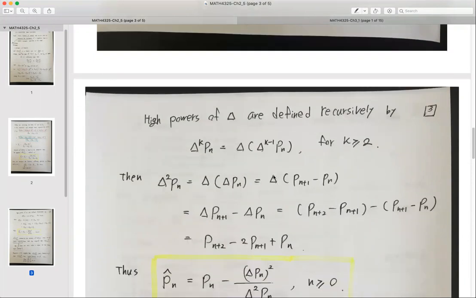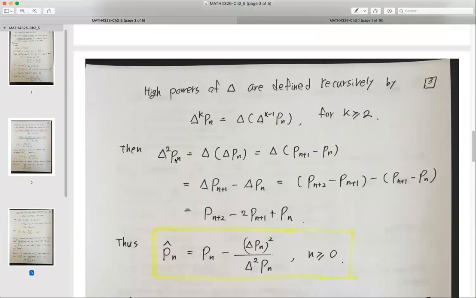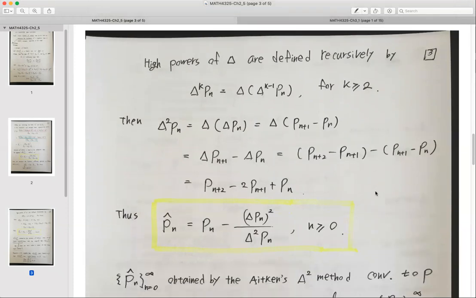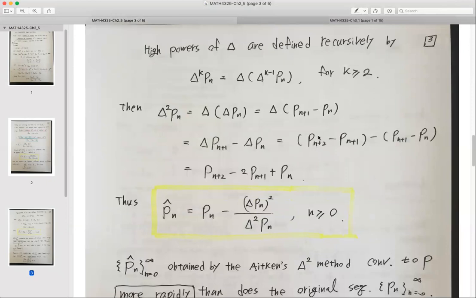Okay, then we can figure out delta square p n. That means delta of delta p n. But delta p n is what? P sub n plus 1 minus p n, right? So delta of p sub n plus 1 minus p n: we apply delta to each term, p sub n plus 1 and p sub n. Then we get delta p sub n plus 1 minus delta p n. Now, delta p sub n plus 1 is what? P sub n plus 2 minus p sub n plus 1. And delta p n is what? P n plus 1 minus p n. Then, combining and simplifying this expression, we get this.